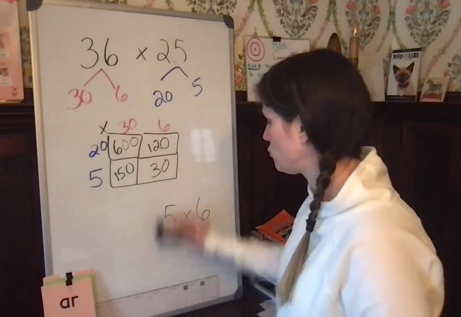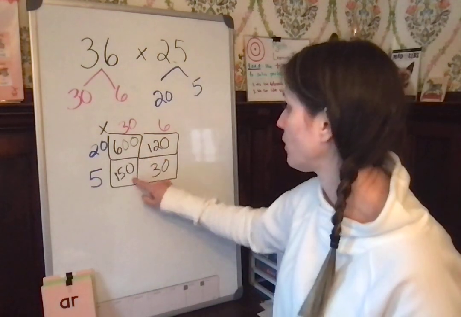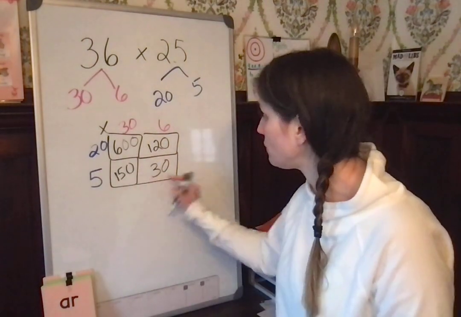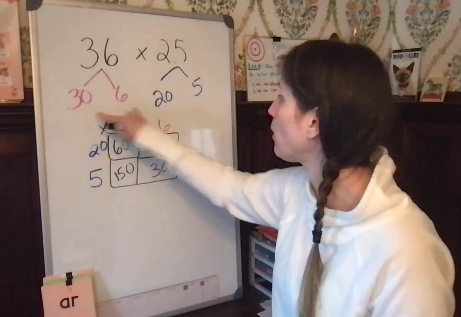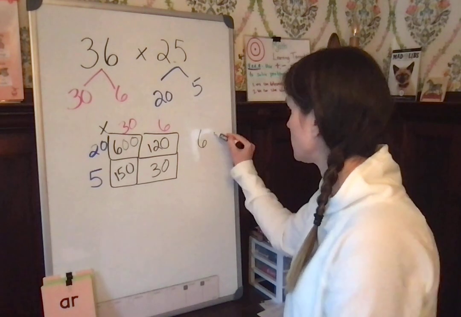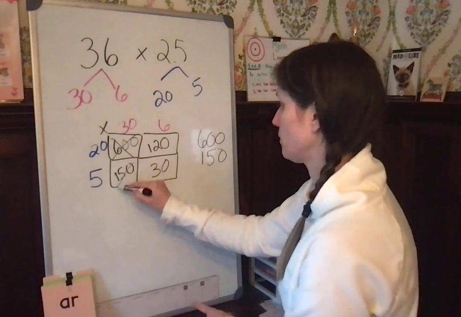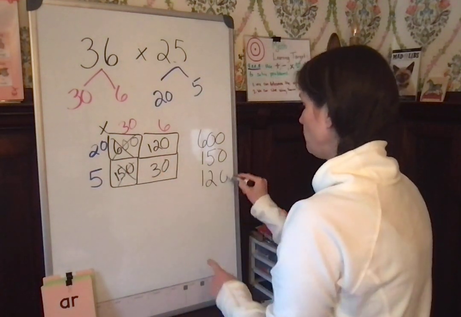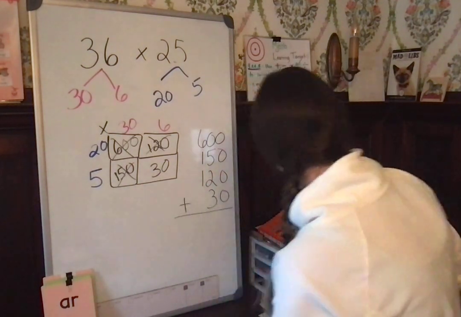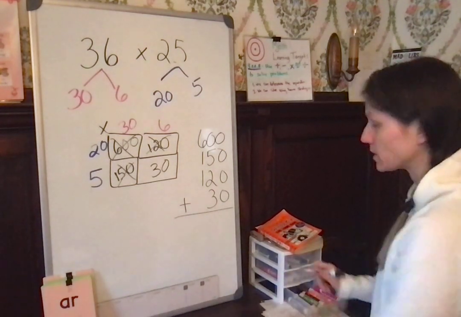Now, do you think that we're done? Oh, no. We have 4 different answers, but we don't have one final answer. So we need to take all of these and add them back up. Because we broke it apart, right? And then we multiplied it and we got those 4 different answers. So I'm going to take the 600. Now I'm going to take my 150. Then I'm going to take the 120. Notice I'm going in order of the amounts, right? I'm starting at the highest amount and ending with the lowest amount, okay?